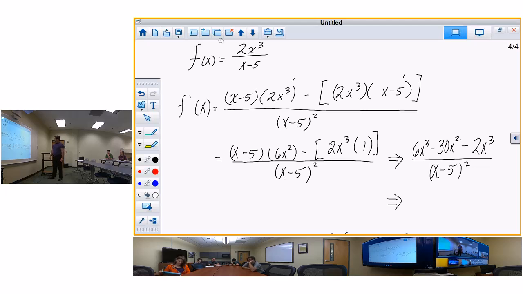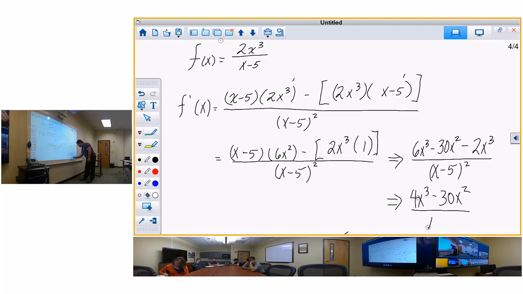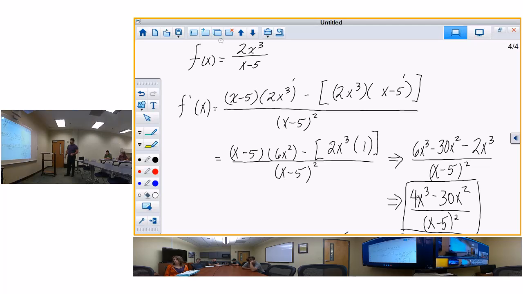6x cubed minus 2x cubed is what? 4x cubed. Minus 30x squared over x minus 5 quantity squared, and I'm not worried about simplification and reducing. I'm just worried about if you can get to that point right there, we're good.